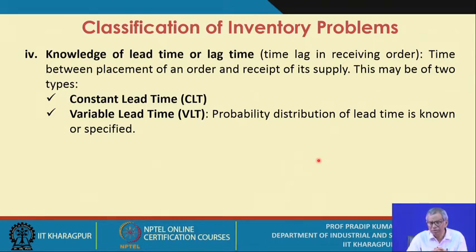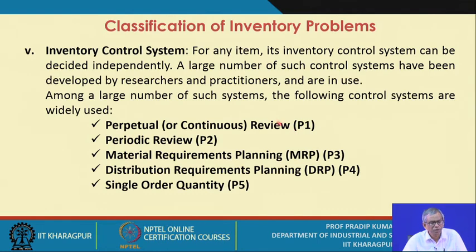I have already mentioned. This may be of two types: constant lead time, you assume it to be constant, or it could be a variable lead time. So in the majority of cases, say at least 60 to 70% of the cases, you will find the lead time is variable. Probability distribution of lead time is known or specified. So that is the lead time related factor.